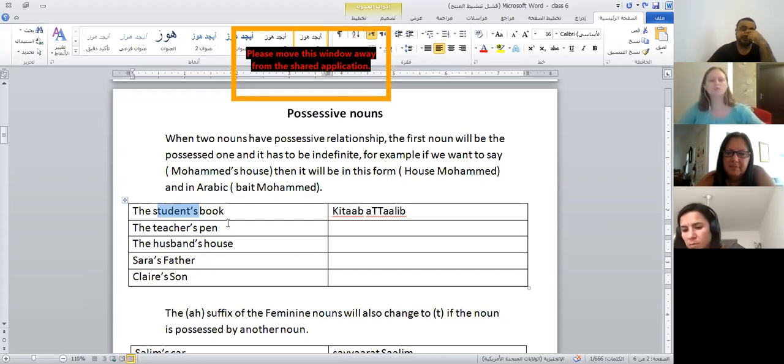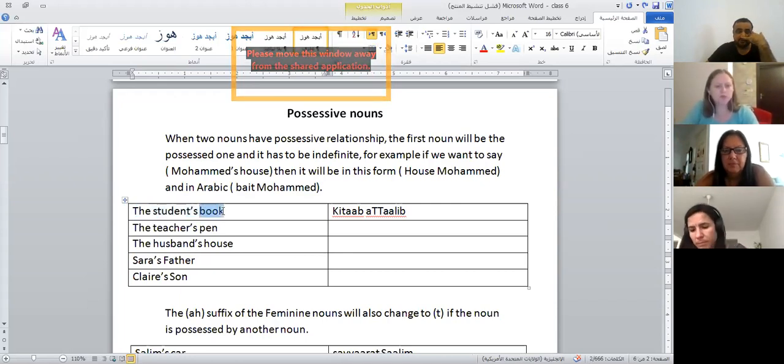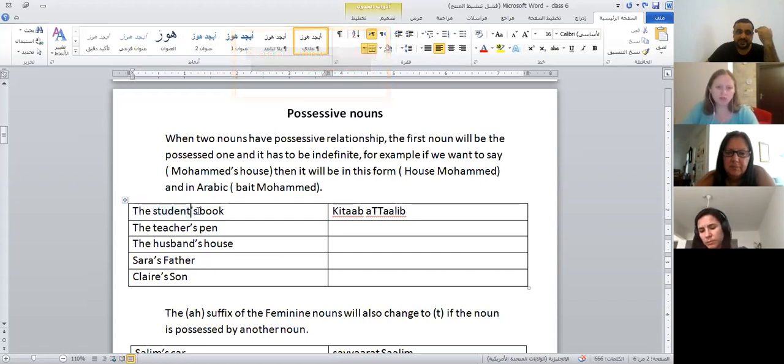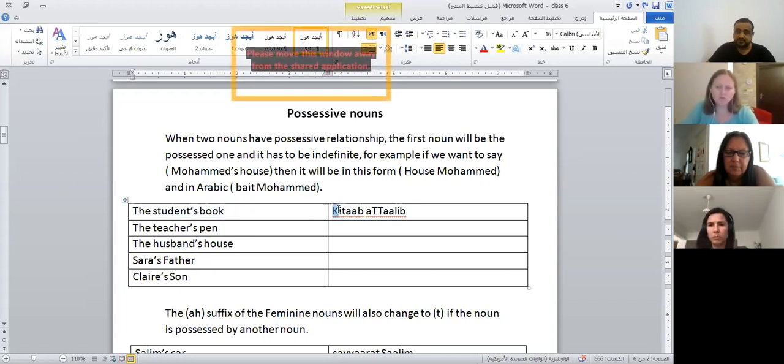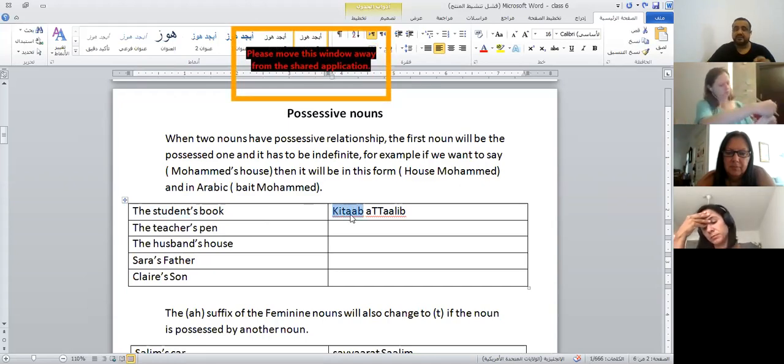In English, look at it, the owner will be first. Here, the student owns the book or possesses the book. So in English, the owner is first, the student, and then there's this apostrophe and then book. But in Arabic, no, it's the opposite. The possessed noun comes first, kitab, and it has to be, write this down, indefinite. The first noun will be the possessed one, and it has to be indefinite.